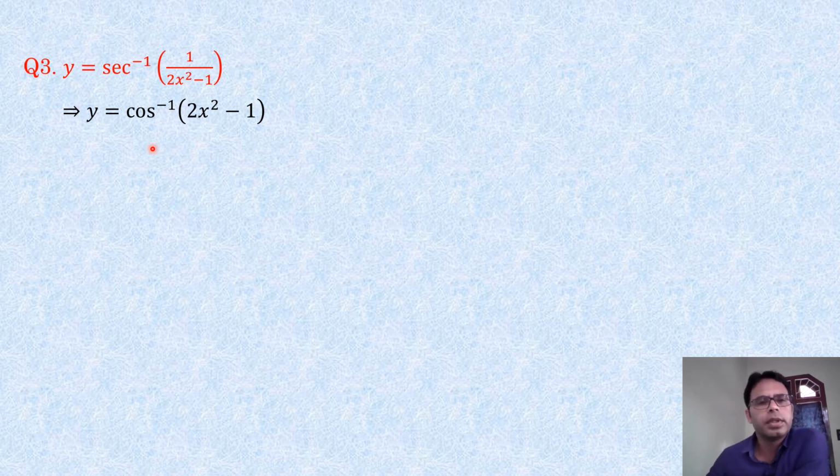Now you can use the derivative of the cos inverse x function directly here, considering this as x. The cos inverse function derivative is minus 1 over the square root of 1 minus x square, where this is the whole square. Then d/dx of this one again, and if you simplify that you will get the result.